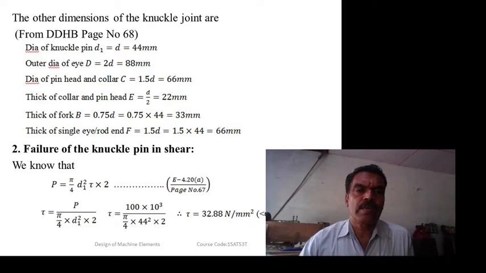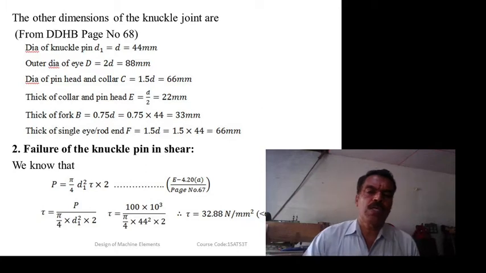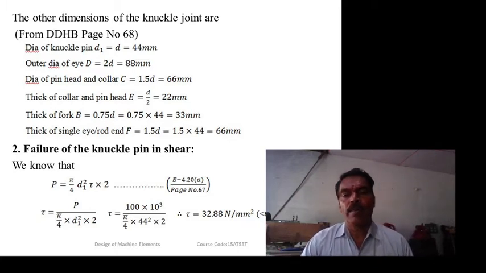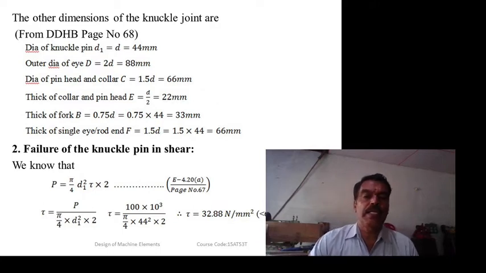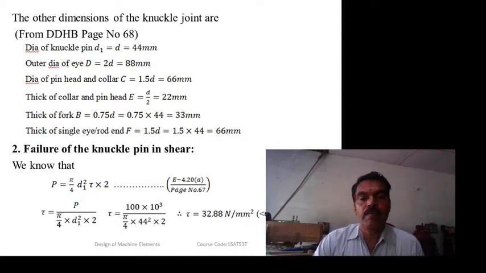The other dimensions of the knuckle joint are similar to the last problem. By using the different empirical formulae available in DDHB page number 67, we have to find out capital B, capital C, capital D, capital E and capital F values. First we find all these values using the empirical formulae listed on page number 67 of DDHB. Next, the second thing is failure of the knuckle pin in shear.